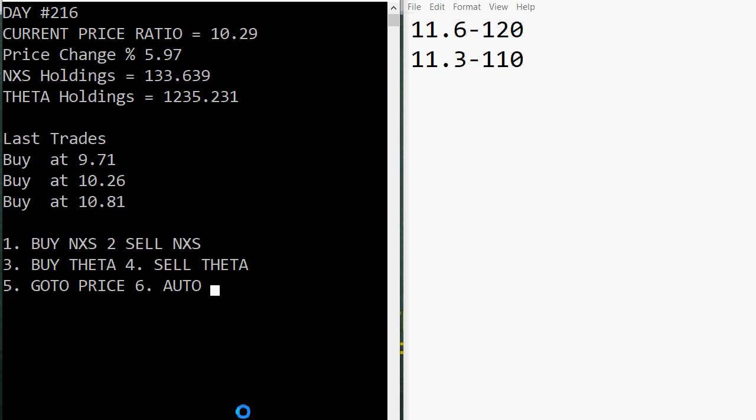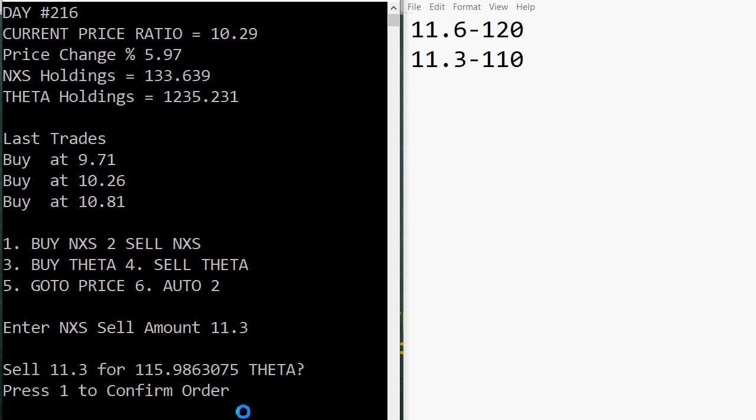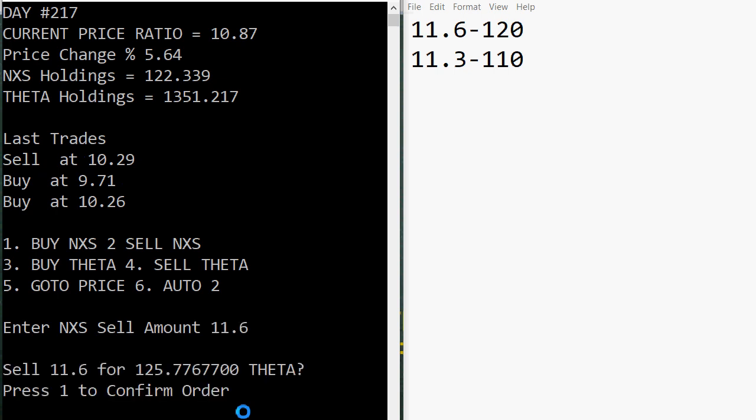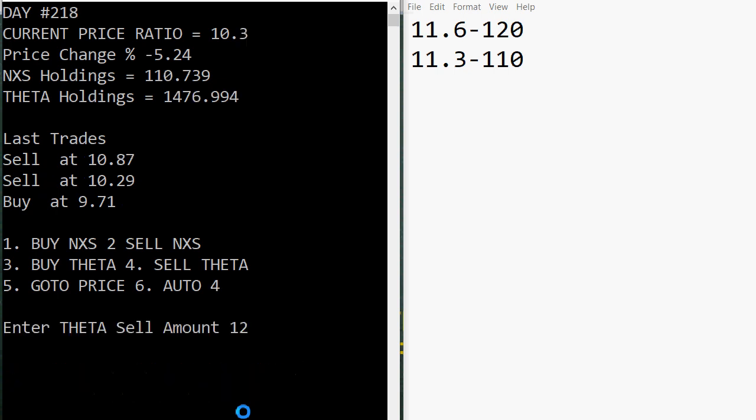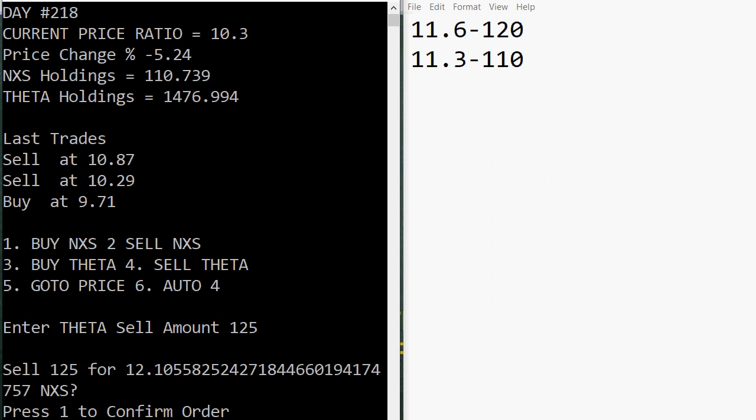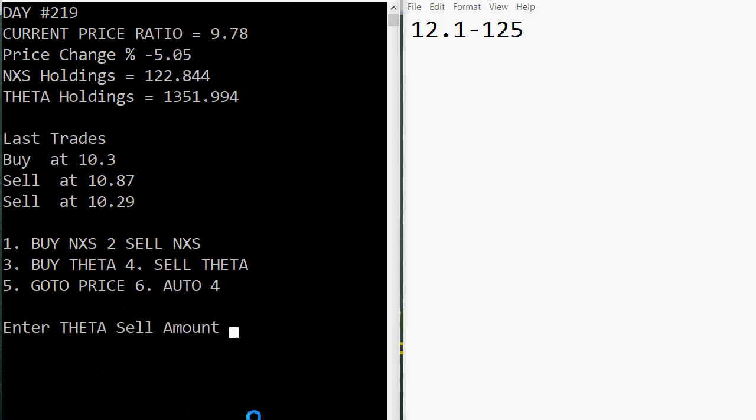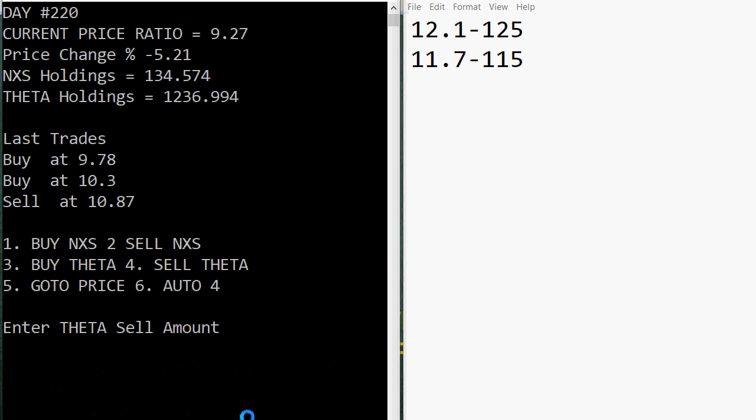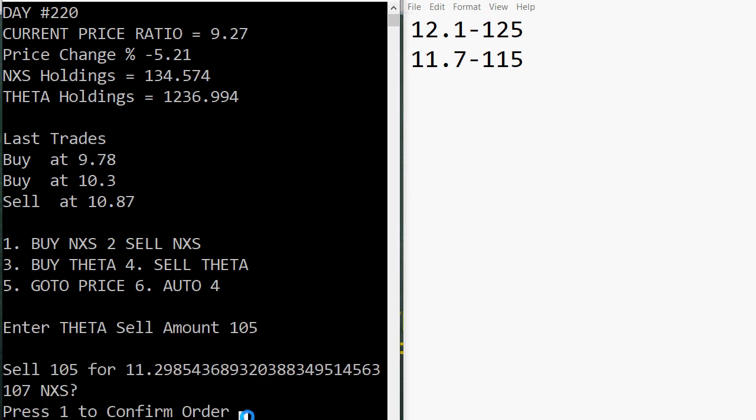Okay, but we're doing a sell here because it went up. And it was 11.3, so that's 115, really 116 again. But we're going to do the one above, another clear of the board, 125. So let's sell 125, which would this time net us 12.1. And we do another one down, so let's do 115 for this one. So 11.17 from 115. Down again, so we'll do maybe 105.